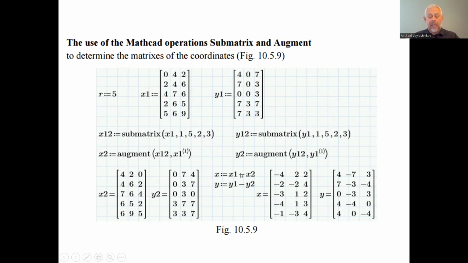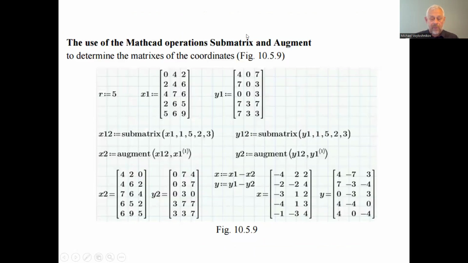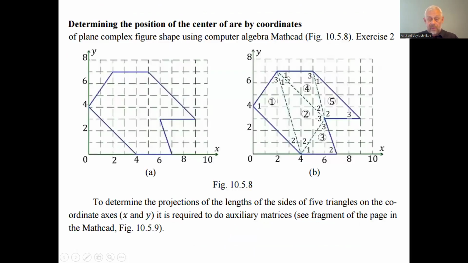Next, we have the projections of the sides of the triangles on the abscissa and ordinata axes. After that, we can find the length. This is the length of the elements of the 5 triangles, and the length of each side. Previously, after the submatrix and augment, finding the differences, we got the projections of the sides of the 5 triangles. These 5 triangles we got from the original figure: the first, second, third, fourth, and fifth triangle.